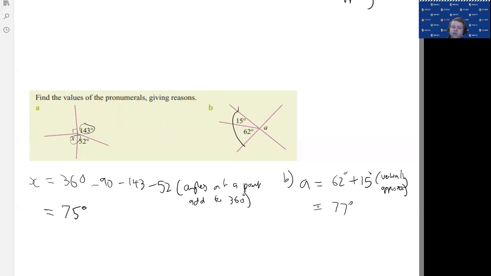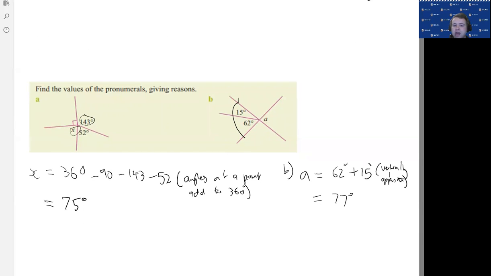So you see we've got our working out and our reason written in brackets. It's important that you write those when it's necessary. If you used angles at a point, you've got to write that reason down. If you used vertically opposite, you've got to write that reason down.